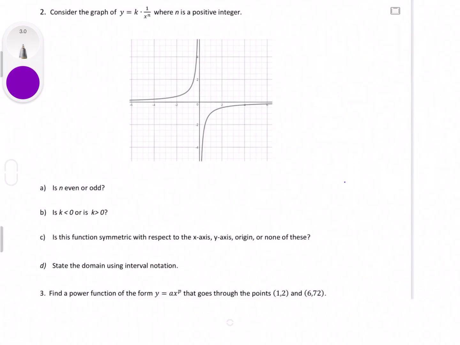Okay, so this is number 2 on the test 3 study guide. So we're given this graph and it wants us to answer the questions on the bottom. So is n, our exponent, even or odd?